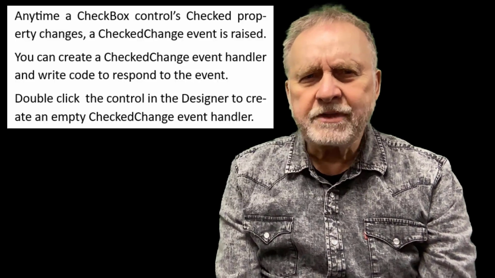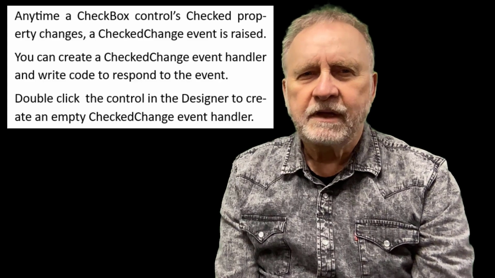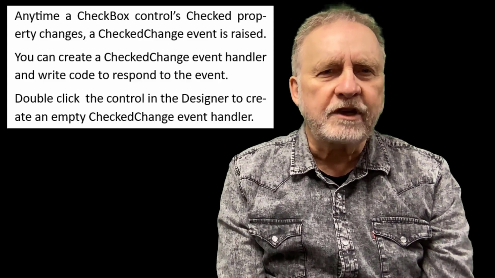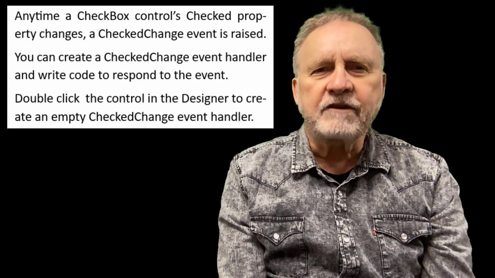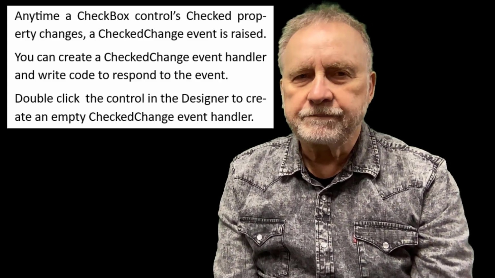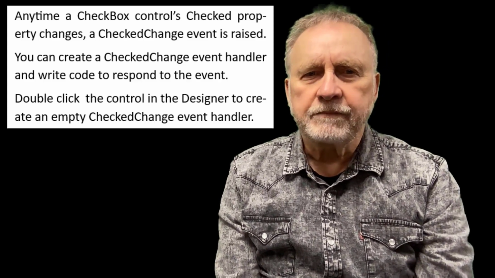In our example, we used an if-else-if structure. Virtually any decision structure can be used to interrogate the check status of a checkbox. But there is another way of interrogating the check status of a checkbox control. Rather than a button, we can do it whenever the checked status of the checkbox changes. Anytime a checkbox control's check property changes, a check change event is raised. Just like a click event, we can write code in this event, and we will write that code for every checkbox that needs checking.